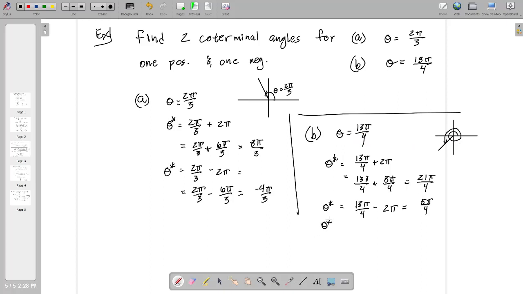We still need to find a negative. So we do now 5 pi over 4 because it's coterminal with 13 pi over 4, and we subtract 2 pi again. So from the original, we subtract 2 full circles now, and that will still give us a coterminal angle. So 5 pi over 4 minus 8 pi over 4 gives us negative 3 pi over 4. And this is a negative angle and coterminal with 13 pi over 4 because it's coterminal with 5 pi over 4. And 5 pi over 4 is coterminal with 13 pi over 4.